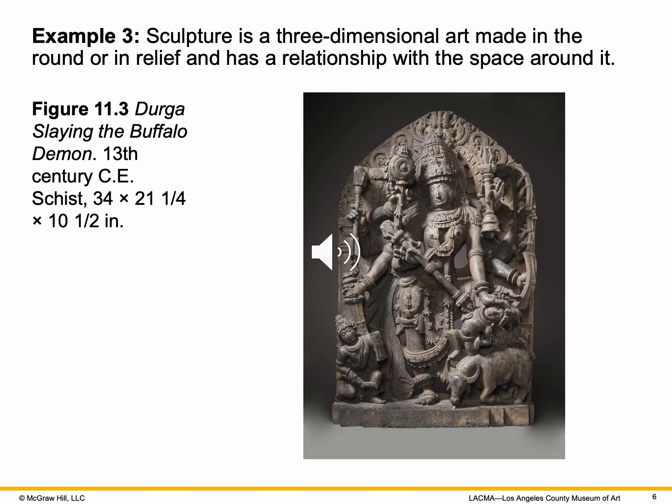The figures in this dynamic composition are all carved well away from the background, some considerably more than half round, including Durga's arms, the buffalo, and the fallen fighter on the right. The mask and the ornamentation in the background, on the other hand, are in much lower relief.